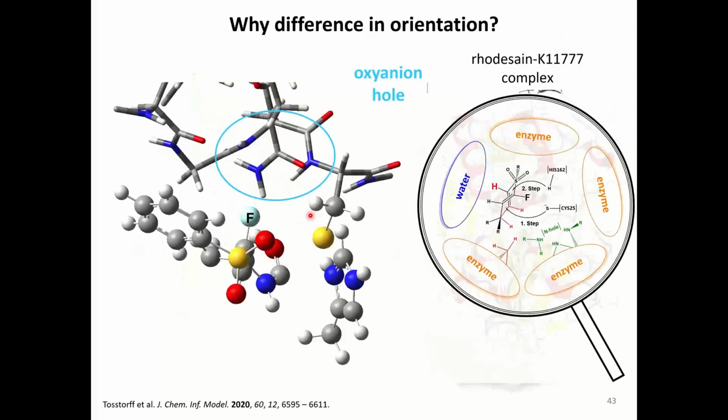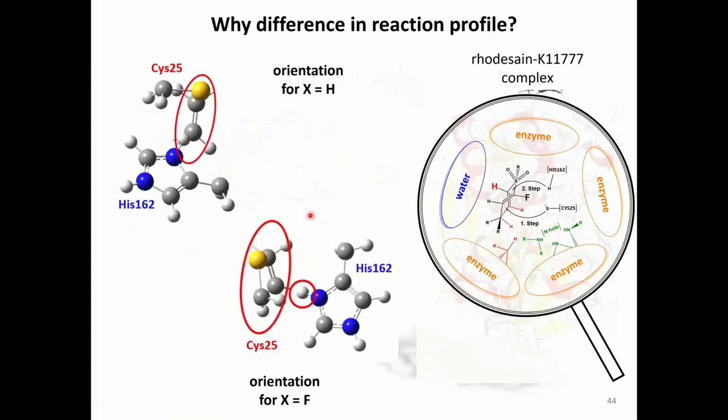Okay, now what we do is that we use this new one and calculate. Now, the first question is, could that bring a difference in the reaction profile? It could be that you have the same reaction profile as before, although you start from another minimum.